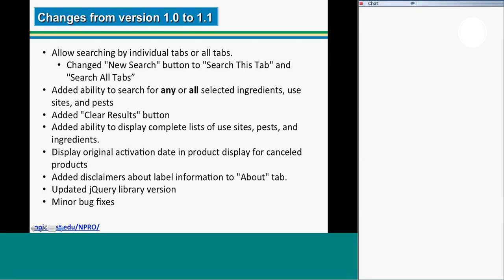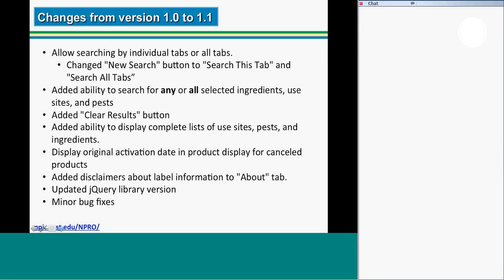You can now search for combinations of ingredients requiring any ingredients or all ingredients. It used to be, for example, ingredients, also use sites and pests, that it was always any of them. We added a clear results button. People were looking for that. And then we added some lists of use sites available and a few other things, minor items there. Bug fixes mostly, little ones, and a disclaimer. So I think with that, Amy's going to get started showing you what's going on.